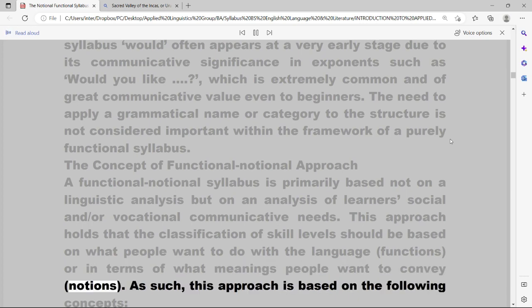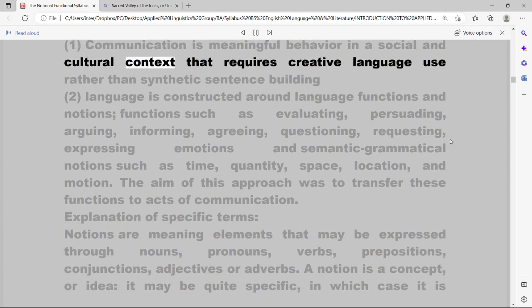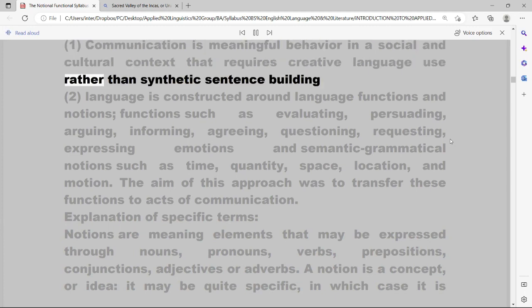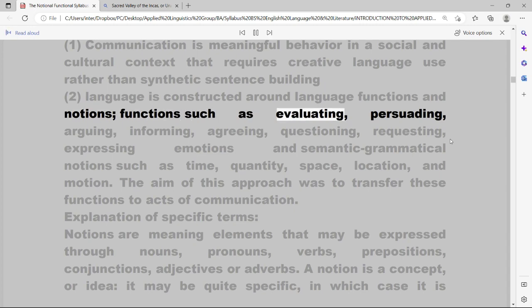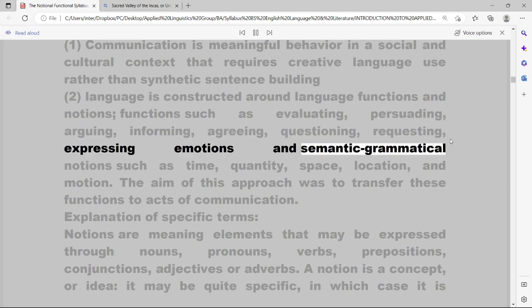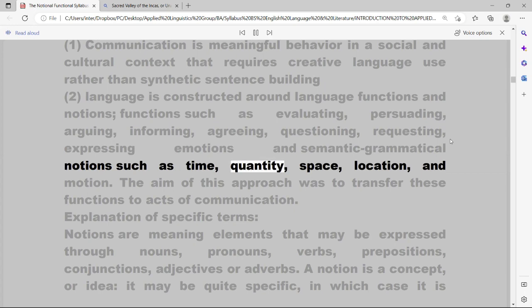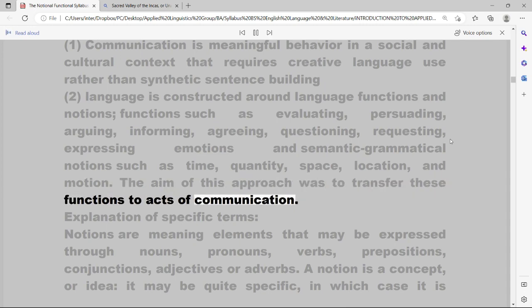Notions. As such, this approach is based on the following concepts. 1. Communication is meaningful behavior in a social and cultural context that requires creative language use rather than synthetic sentence building. 2. Language is constructed around language functions and notions, functions such as evaluating, persuading, arguing, informing, agreeing, questioning, requesting, expressing emotions, and semantic grammatical notions such as time, quantity, space, location, and motion. The aim of this approach was to transfer these functions to acts of communication.